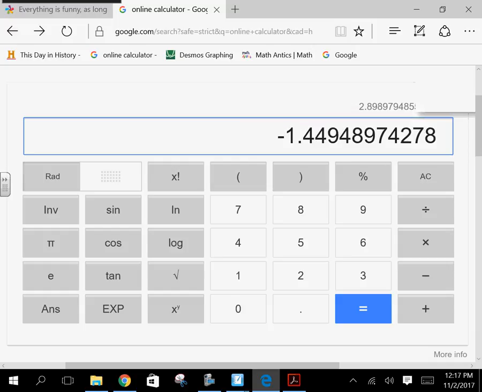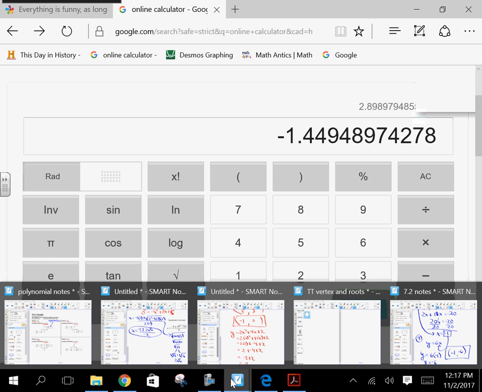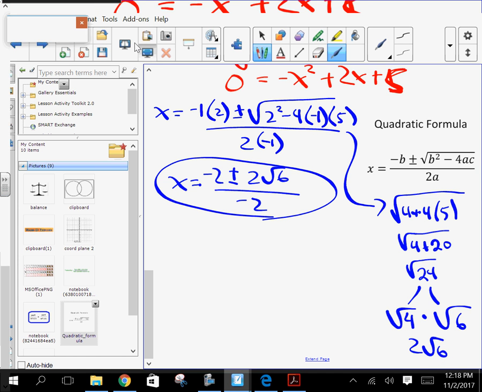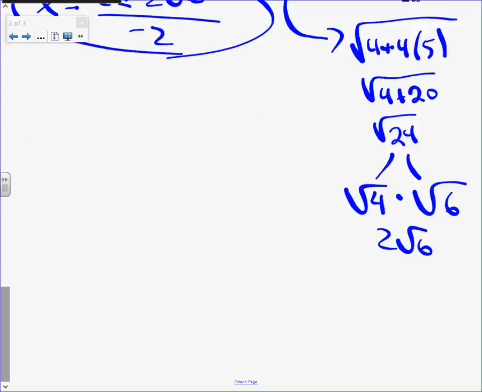Negative 2 plus 2 rad 6 equals, divided by negative 2, we're rocking and rolling, is negative 1.45. You guys with me, I trust? X is approximately negative 1.45. That's my first root, or x-intercept, means the same thing.